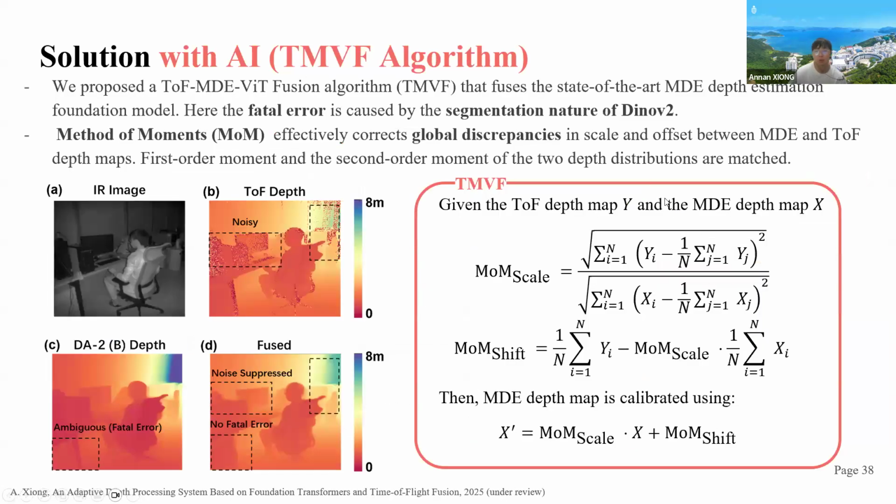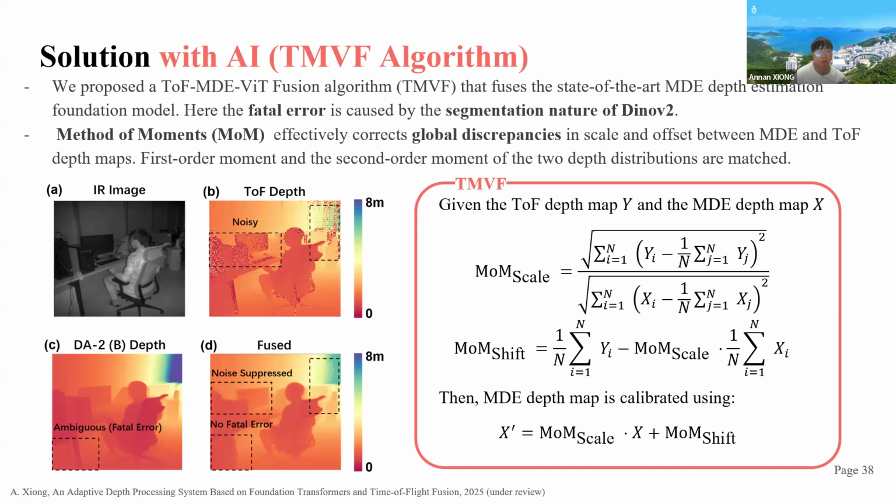For the TMVF, we try to fuse the state-of-the-art MDE depth estimation model. Although this model is state-of-the-art, it has many fatal errors. For example, here, it recognizes a white box as the ground. I have to say, I didn't choose this map intentionally, but this kind of error always occurs in many cases because this foundation model is trained with a linear way. It is a segmentation model. If the segmentation is wrong, the depth is wrong.